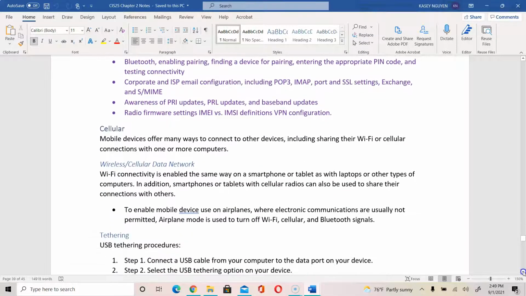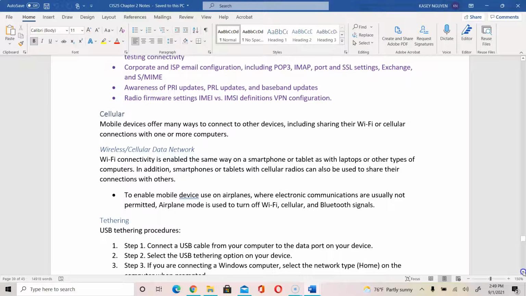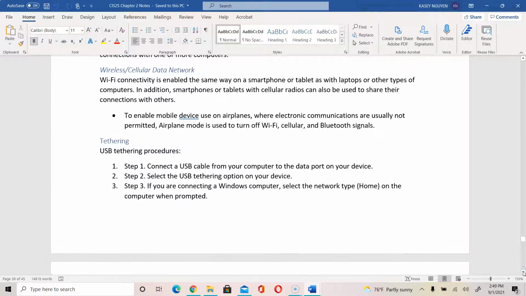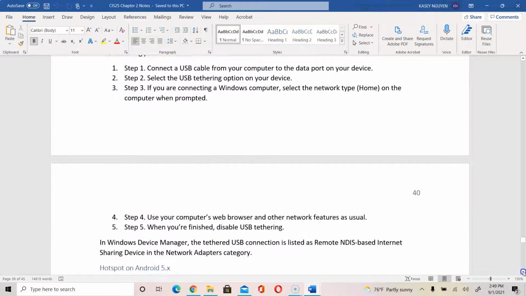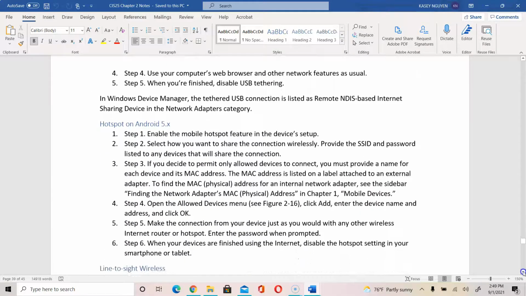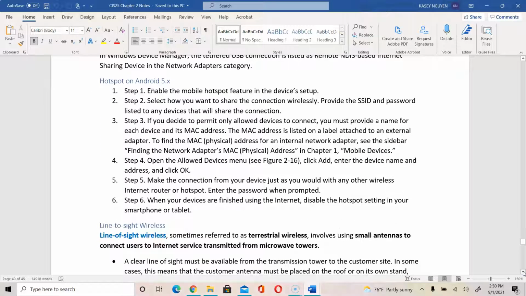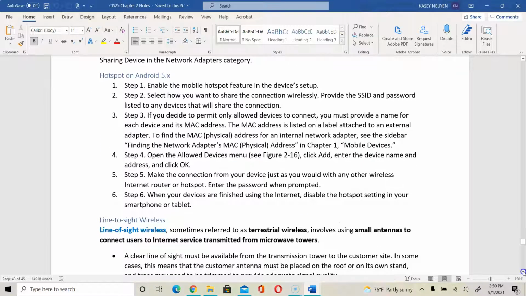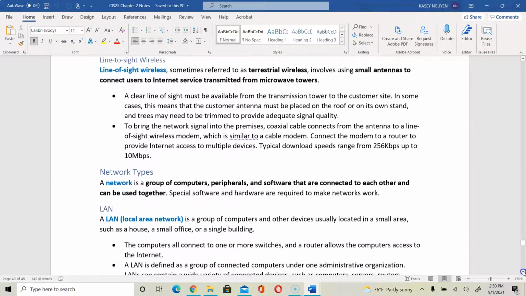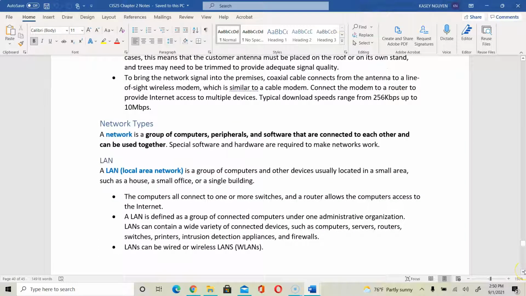So make sure that you check that out. On the tethering, it also walks you through the steps on how to do that, either on your phone or on a USB type of adapter. Line of site wireless, it also discusses that, and different network types.